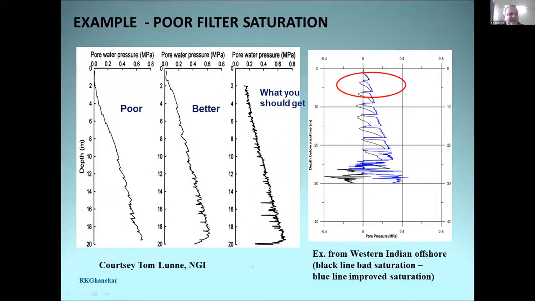These two are examples of poor filter saturation. On the left-hand picture, you can see towards the left, the very poor saturation, slightly better saturation, and what you should get actually. And the right illustration is an example from Western Indian offshore. The black line shows the bad saturation, while the blue line shows improved saturation.